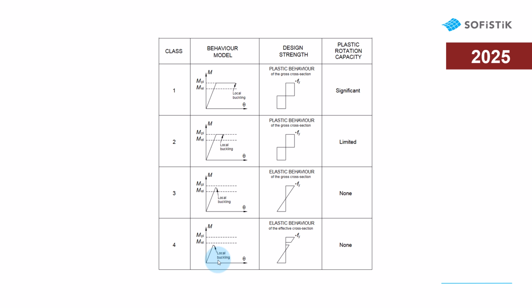Now, module Composite by default evaluates both plastic and elastic check to give the user the full overview, and I would now shortly summarize this concept and how we support them in SOFiSTiK.